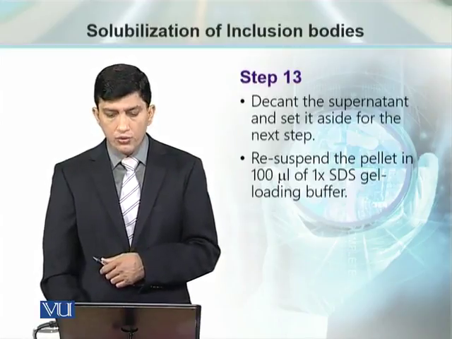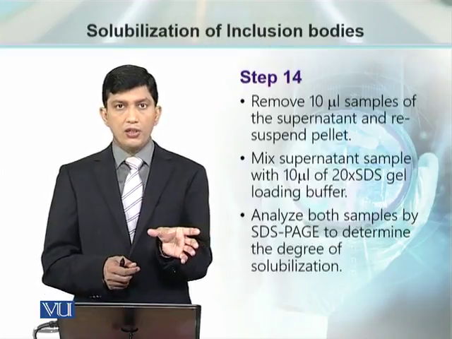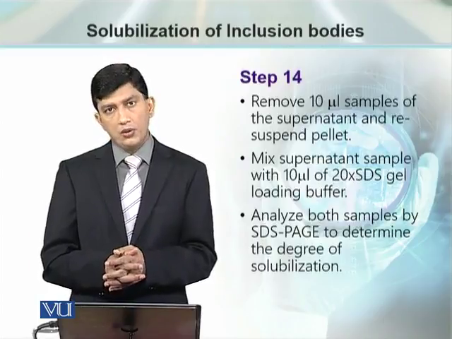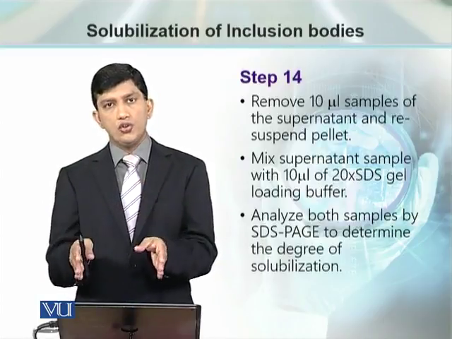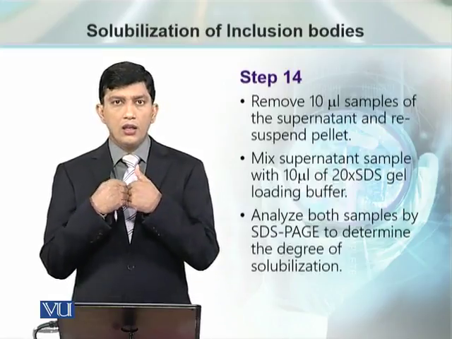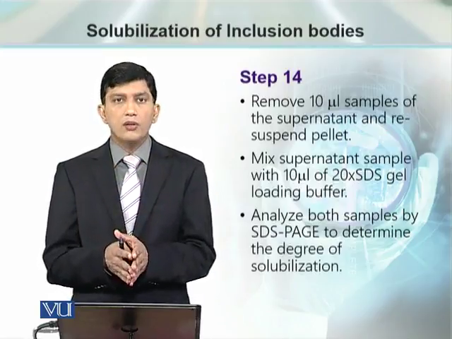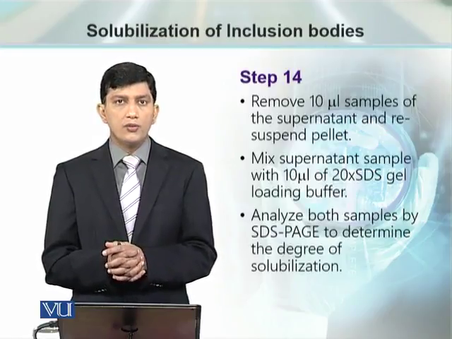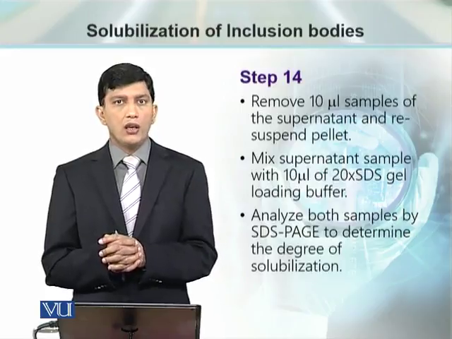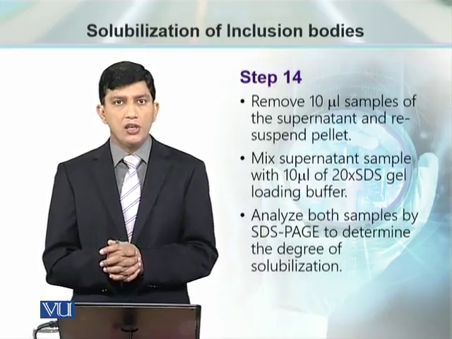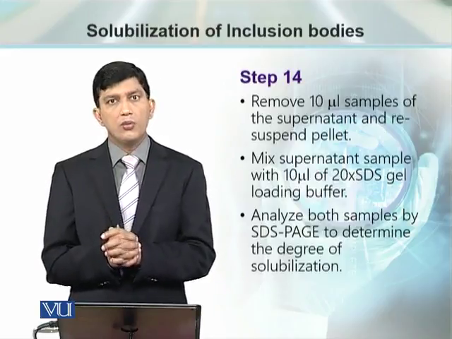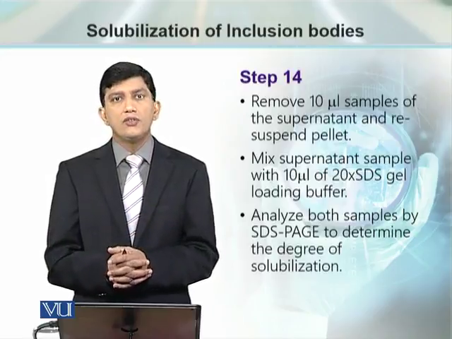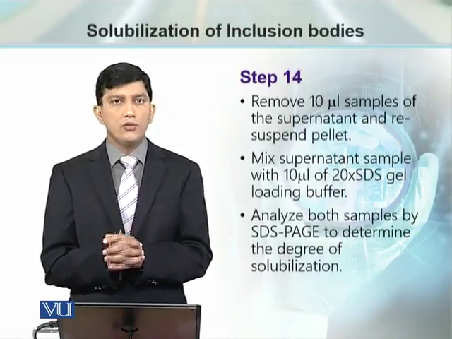So now we have two samples again. One is a supernatant, the second one is the resuspended pellet in gel loading buffer. We are going to take 10 microliters from each tube. We are going to add in it the gel loading buffer, 2x gel loading buffer, and then we are going to observe the samples using 10% SDS page if the degree of solubilization is okay and acceptable, and which of the sample is having our required foreign protein.